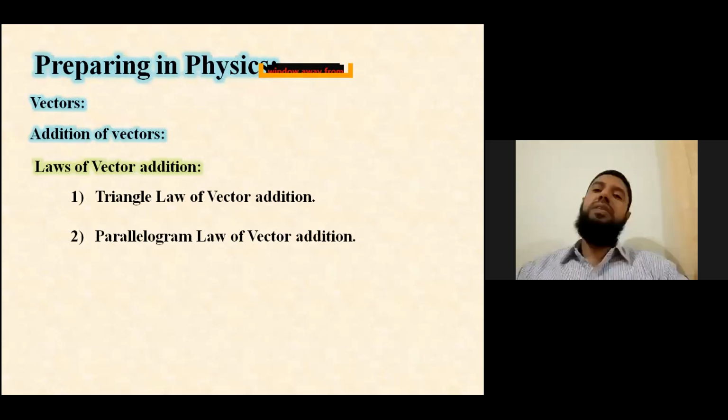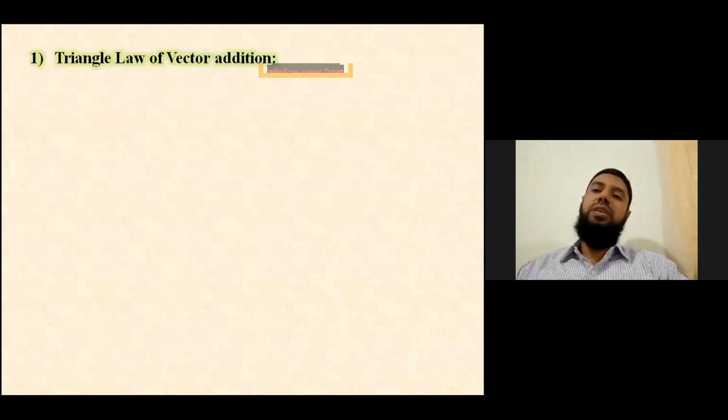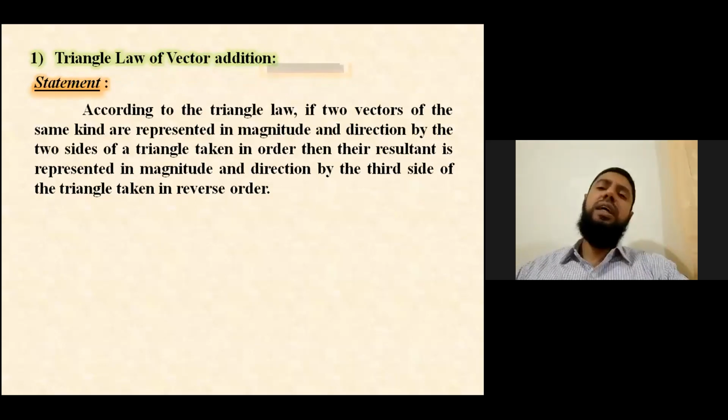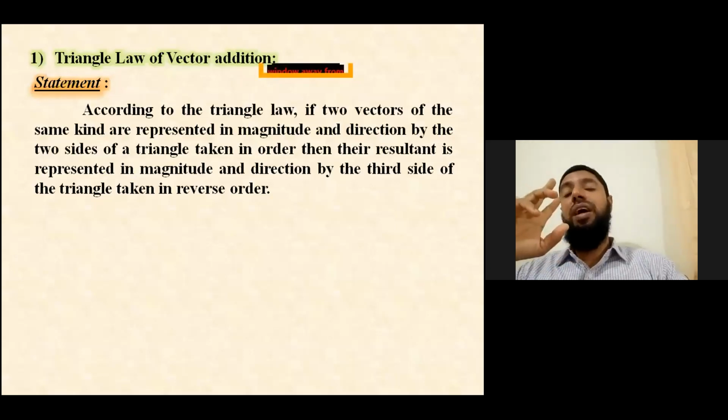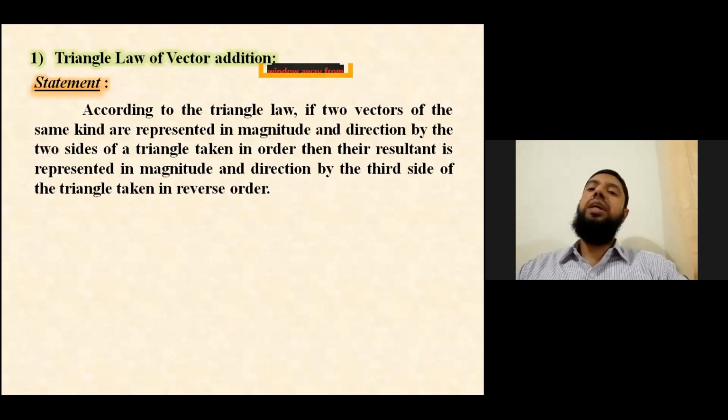Let's have the first one, the triangle law of vector addition. What does it say? If I have two vectors of the same kind, and with the same unit, which we should also take care of, represented in magnitude and direction by two sides of a triangle taken in order, then the resultant is represented in magnitude and direction by the third side of the triangle taken in reverse order. Again, if I'm having two vectors, this is vector A and I'm having vector B.